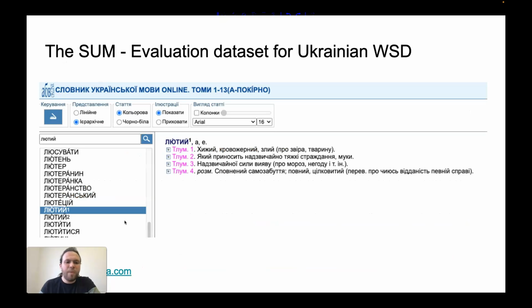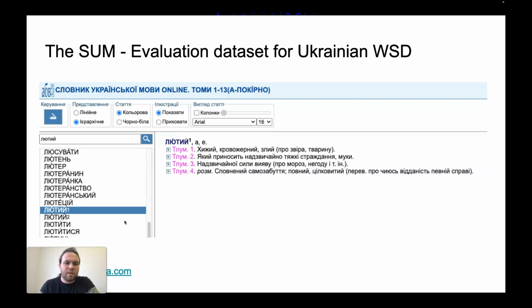We decided to build such a dataset for evaluation based on the SUM dictionary. It also helped us to dive deeper into the nature of polysemy and homonymy in Ukrainian. Let us see what the SUM dataset looks like and what information could be extracted. Here on the slide we can see the lemma "luty". In English, this lemma could be translated as angry.